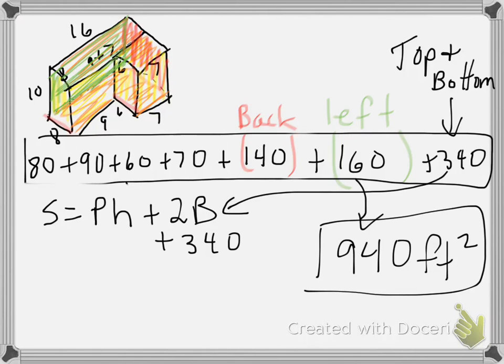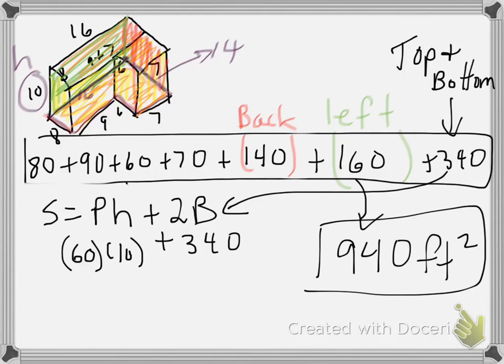And the perimeter is really 8 plus 9 plus 6 plus 7, plus 6 plus 8 is 14. Okay, so I'm going to put a 14 there. And then we come all the way down here, which you already figured out earlier is 16. And then we know the height is 10. So when I put those in there, I'm going to get 60 for the perimeter with my height of 10. And then I'm going to add 340 to it. And voila, as they say in French, it's 940 for that.